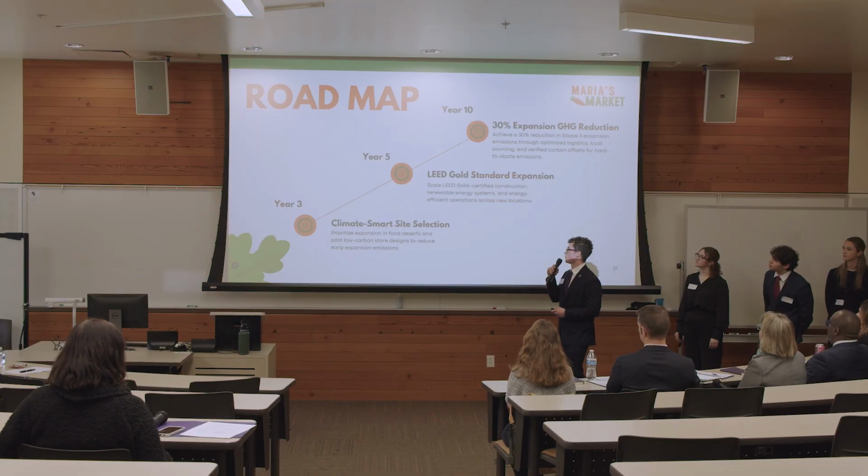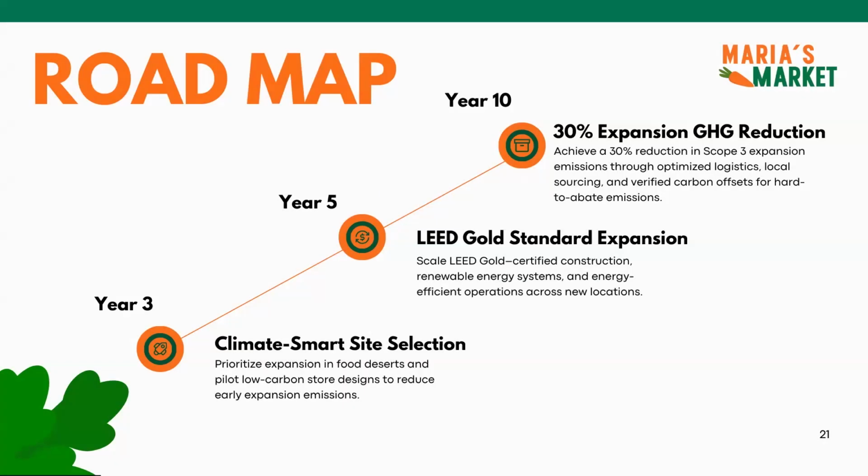To paint a picture for you, we built a roadmap. By year 3, it's our climate-smart site selection. By this time, we will have our sites designated as well as build the designs for sustainability. By year 5, some of our LEED Gold certified stores will already be built, and we will venture across the entire West Coast. By year 10, we know we can hit our goal of a 30% reduction in greenhouse gas emissions.